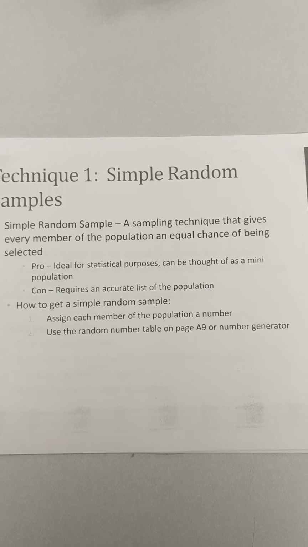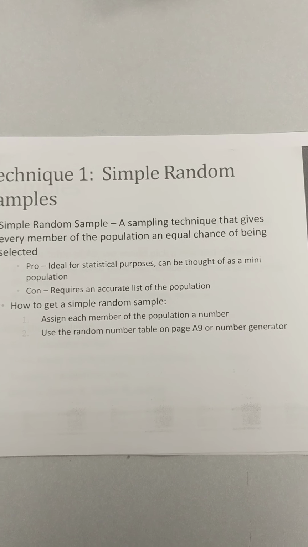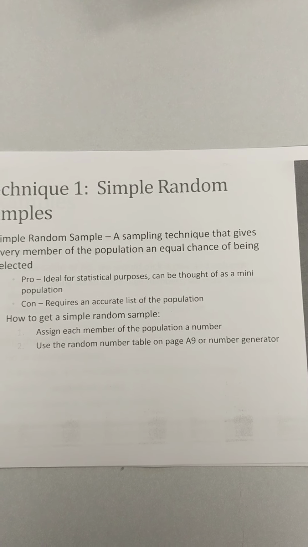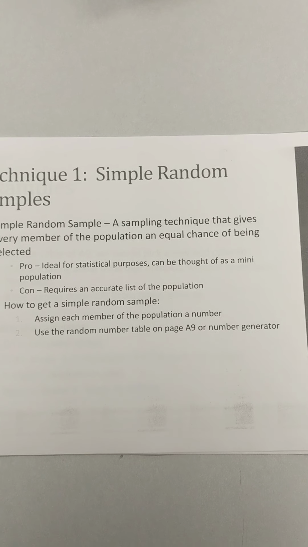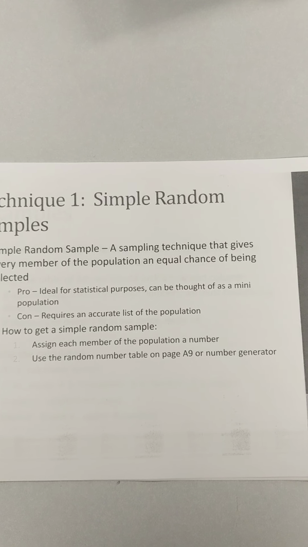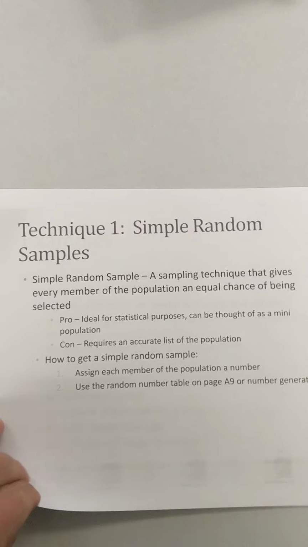Now there are three different ways to do this. The first would be a table on A9, which I'll show you in class. The second way would be to use Desmos, which I'll show you in class. And the last way is to use any sort of number generator, where you set it between 1 and whatever, and then just generate numbers. So that's the first technique.